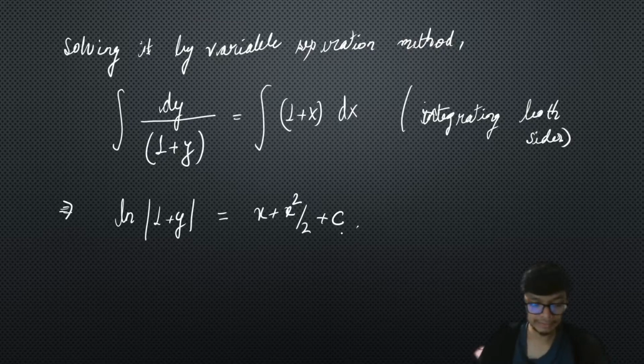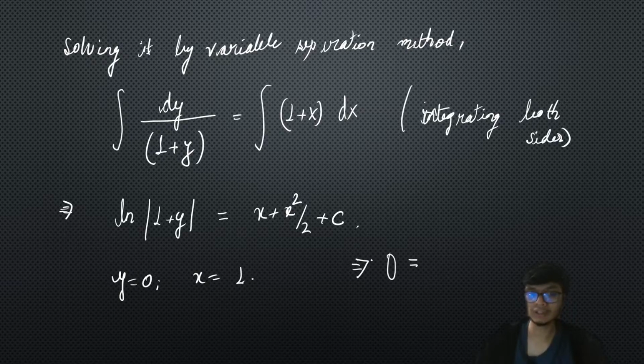Now in order to calculate the value of the constant, we are already provided with the initial condition, that is y is equal to 0 when x is equal to 1. So what will I do? I will just put the value of x equal to 1 and y equal to 0 to get the value of the constant. So the left side is natural logarithm of 1, which is equal to 0, and the right side is equal to 1 plus 1 by 2 plus c. So from here I'll get the value of the constant as minus 3 upon 2.